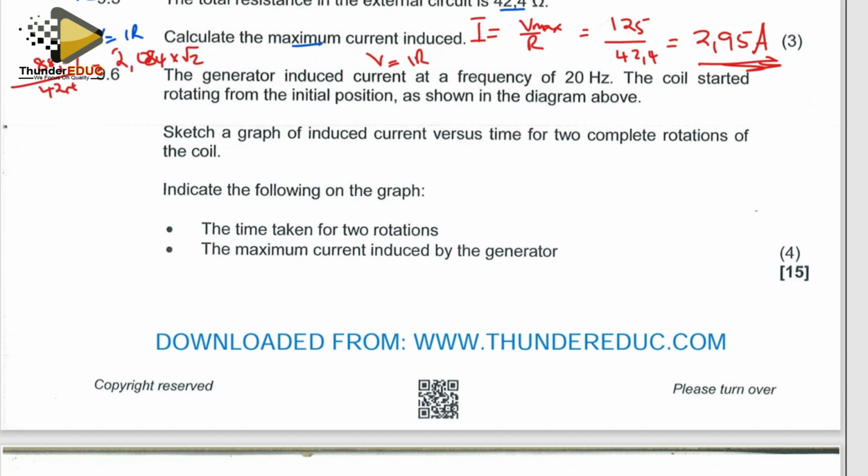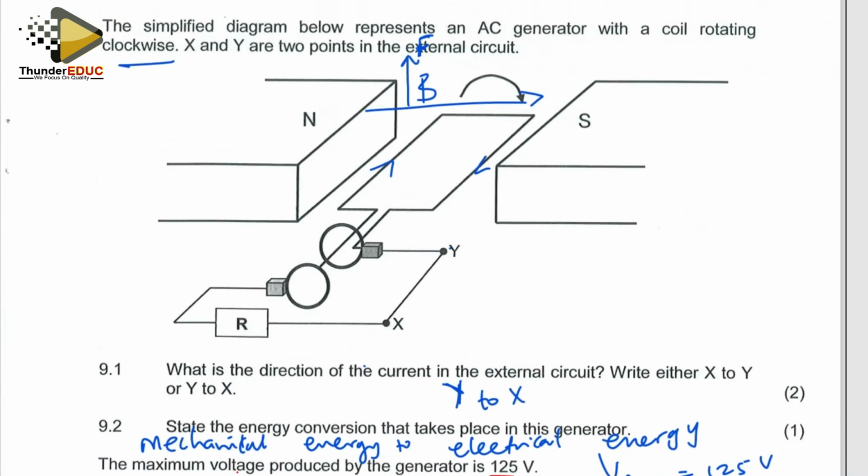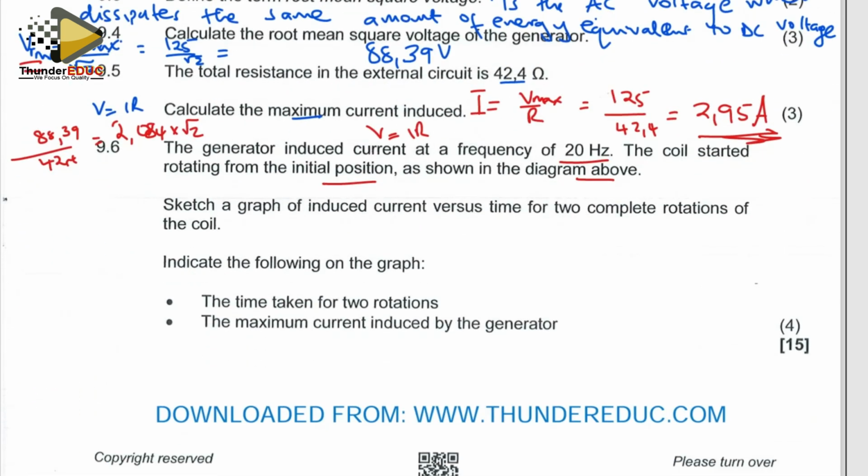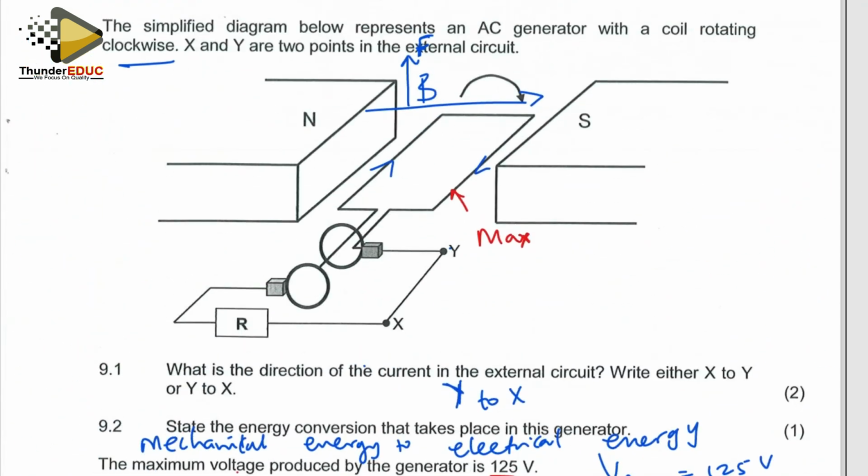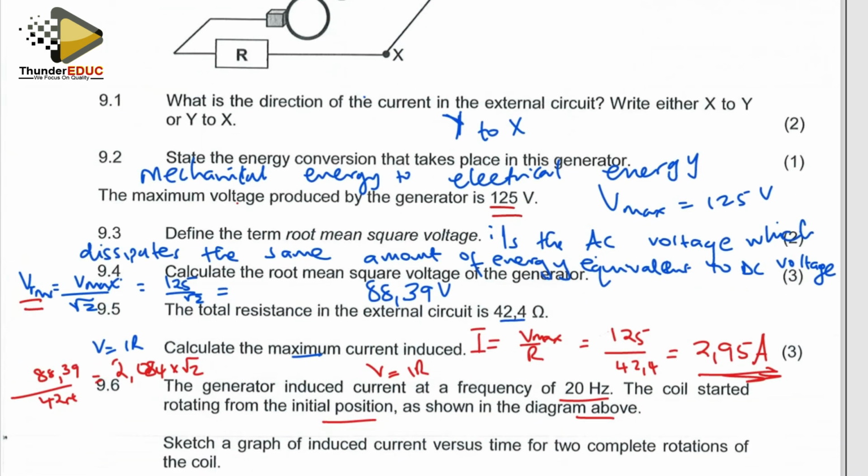Then 9.6, the generator induces current at a frequency of 20 Hz. The coil rotates from the initial position as shown in the diagram. For as long as the coil is horizontal, this is when we experience the maximum EMF that will be produced. And for as long as the coil is perpendicular, then we shall have the minimum.